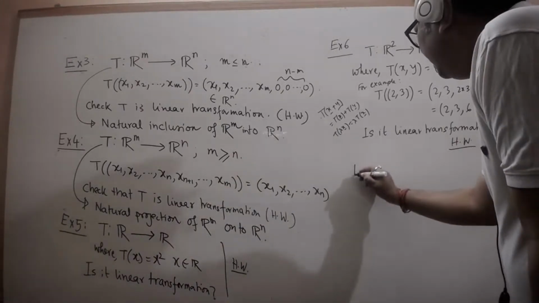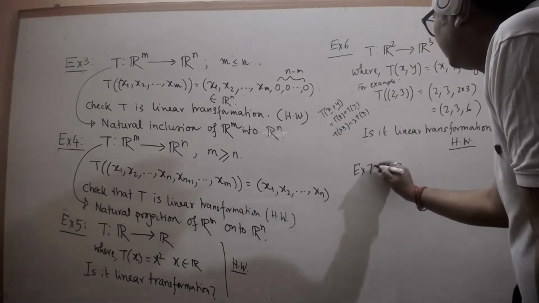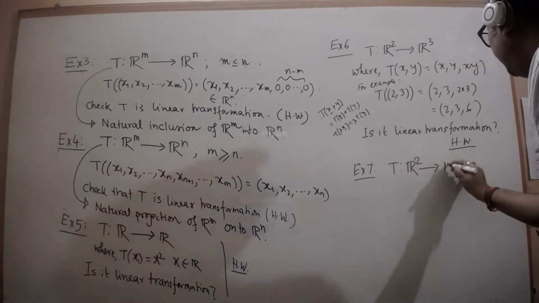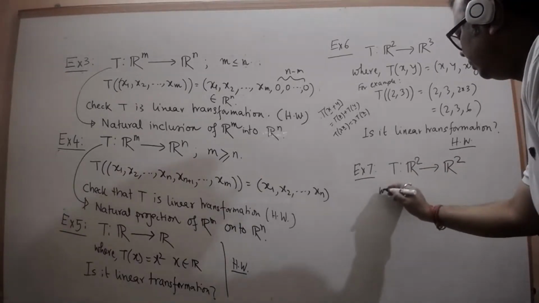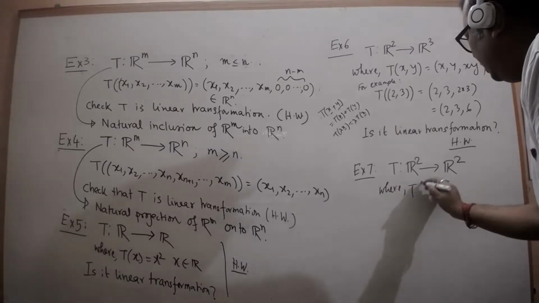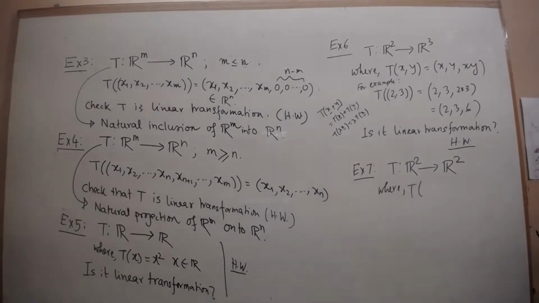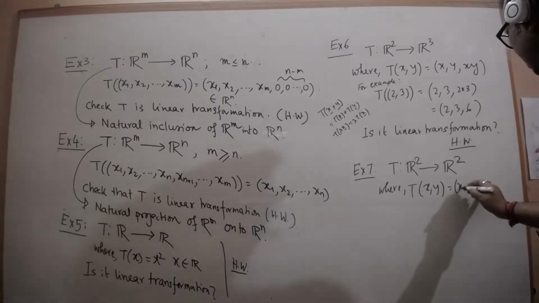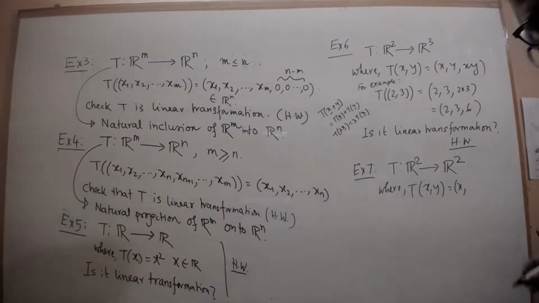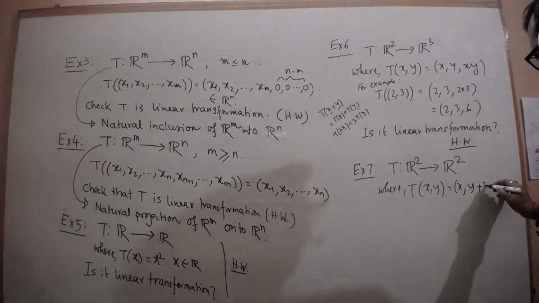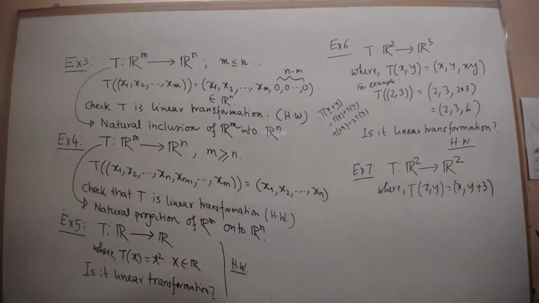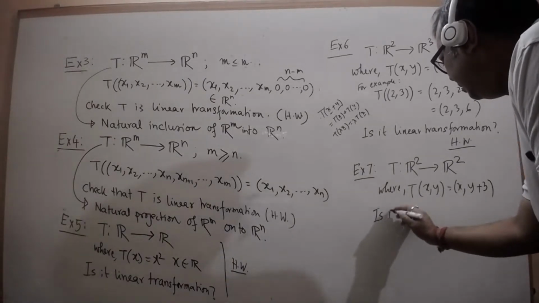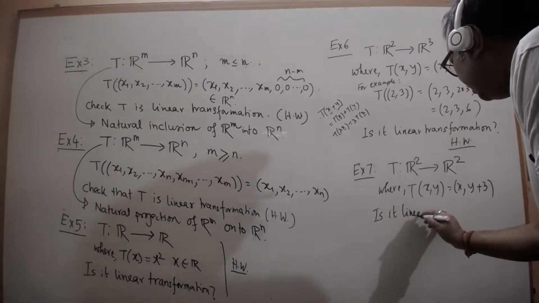Another example, example 7. T from R square to R square, where T(x, y) equals (x, y plus 3). Then check whether it is a linear transformation.